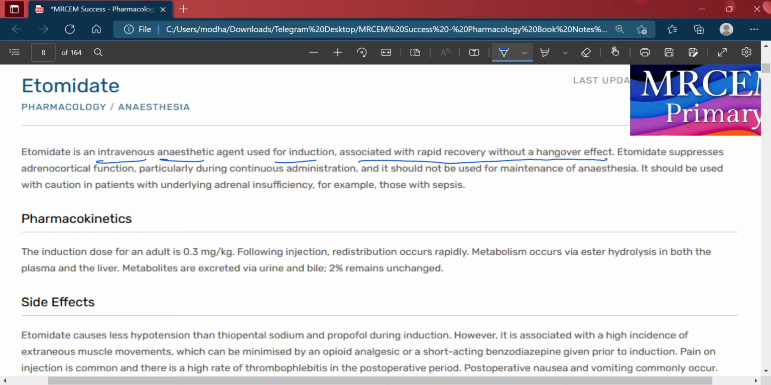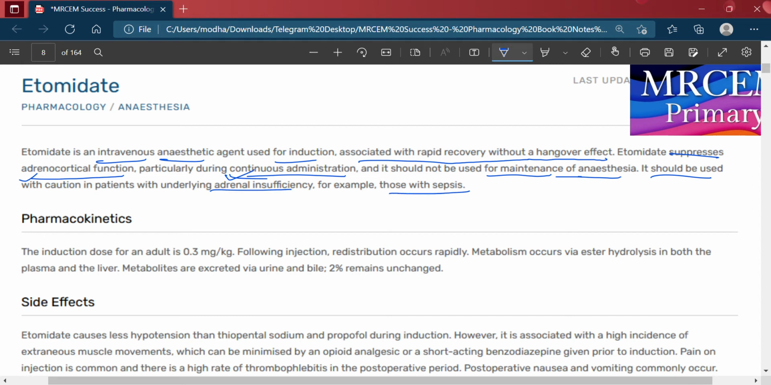Etomidate suppresses adrenocortical function, particularly during continuous administration, and it should not be used for maintenance of anesthesia. It should be used with caution in patients with underlying adrenal insufficiency, for example, those with sepsis.